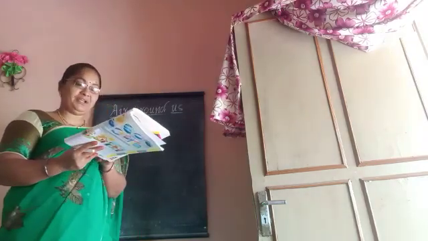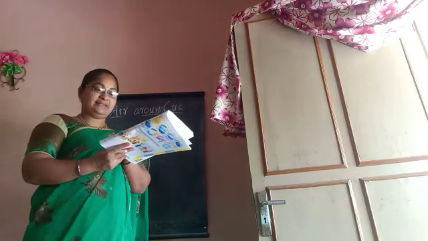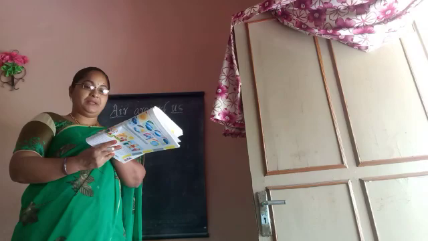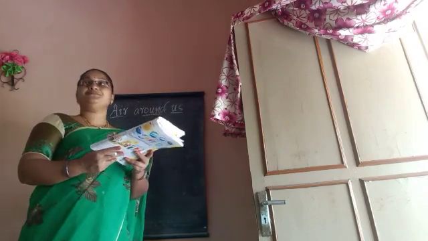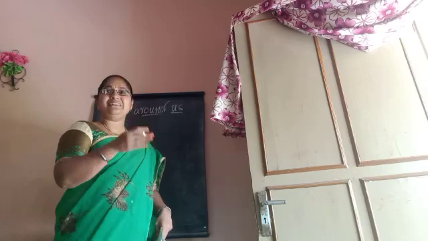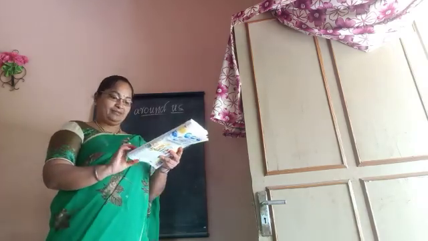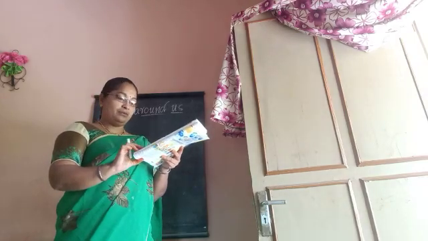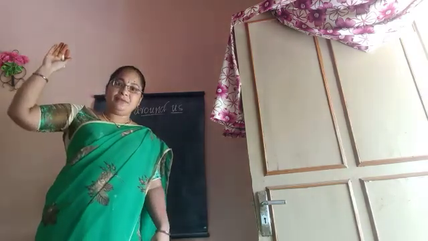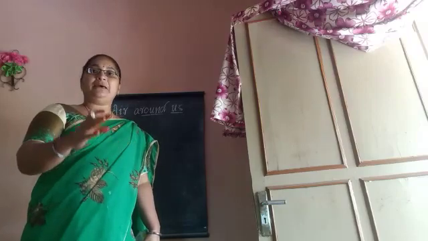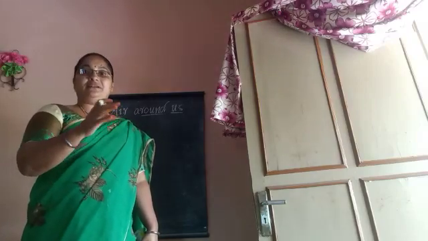Next, what is climate? Climate is the general weather pattern of a place over many years. Climate means weather pattern. Pattern means regularly occurring weather, regularly occurring weather over many years. That means the weather conditions that occur over a period of many years.